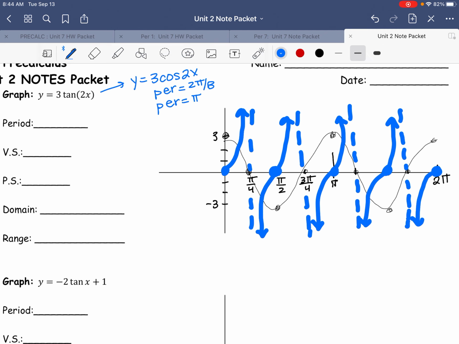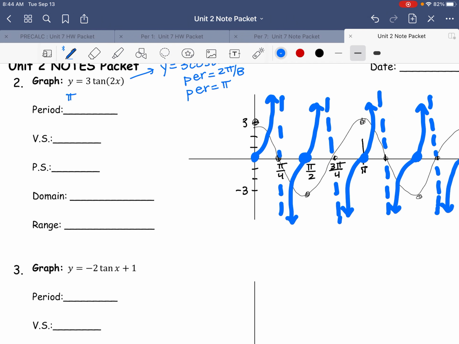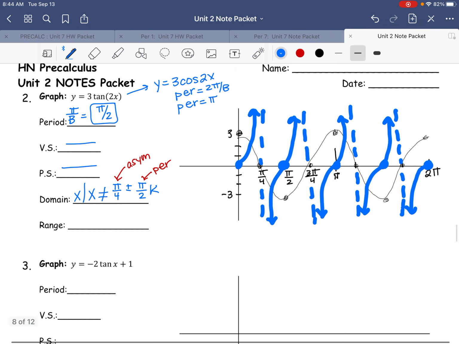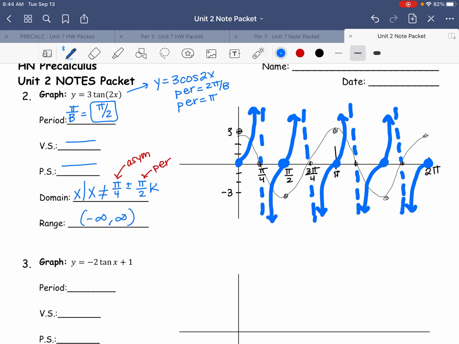Then we're going to list out the information for tangent. The period is pi over b. And so the period for this tangent graph is pi over 2. There's no vertical shift, there's no phase shift. Our domain is x such that x does not equal your first asymptote. It really can be any asymptote, plus or minus the period k. So that is asymptote, and that is the period. And your range is how high and how low you go, and we are going from negative infinity to positive infinity.